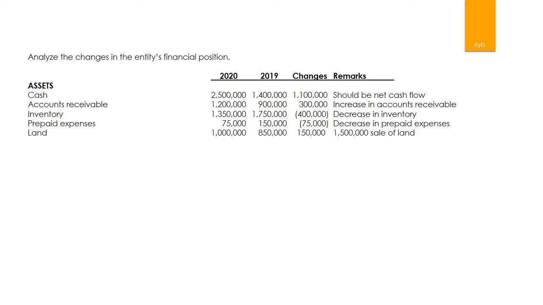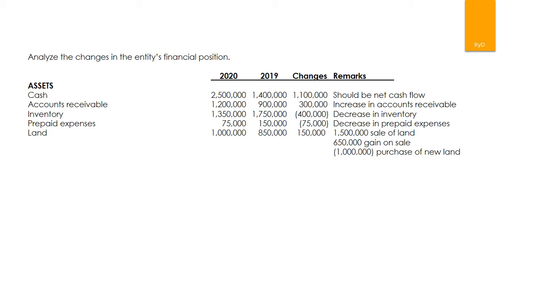So this is caused by the sale of our land at 1.5 million. And then there is a gain on sale of 650,000. And then we also purchased a new land at 1 million. So this information, class, is available in the additional information I cited earlier, no? So sometimes we have to check if there is additional information given in the problem.